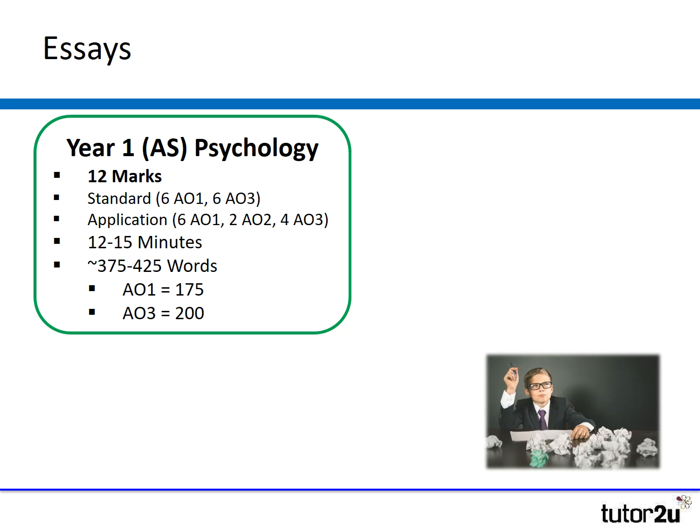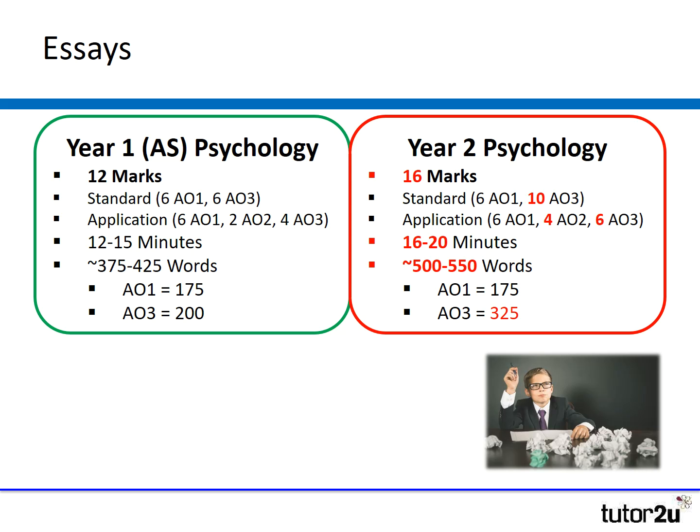In year 1, typically a standard essay would be 12 marks, which was 6 marks for knowledge, 6 marks for evaluation. If it was an application variety, it would be 6 marks knowledge, 2 marks application, 4 marks evaluation. You've got, roughly speaking, 12 to 15 minutes to answer that question, which at the normal end would be about 375 words, of which your knowledge comprises 175 words, your evaluation about 200.